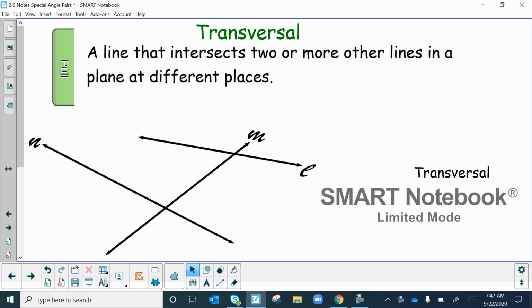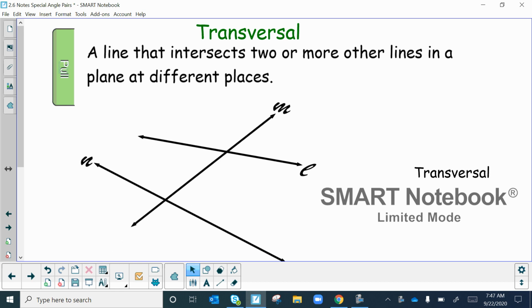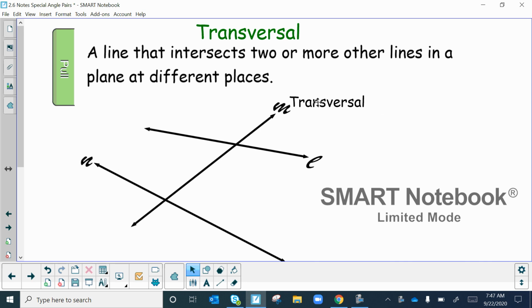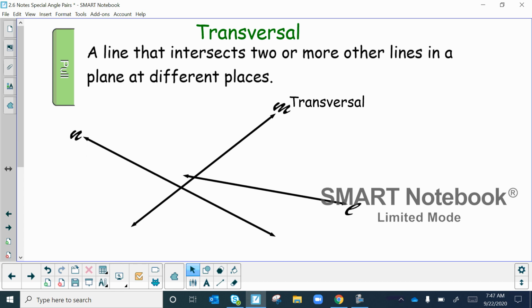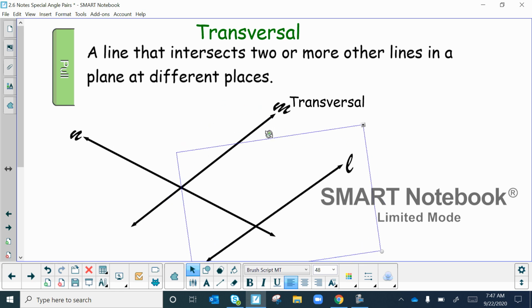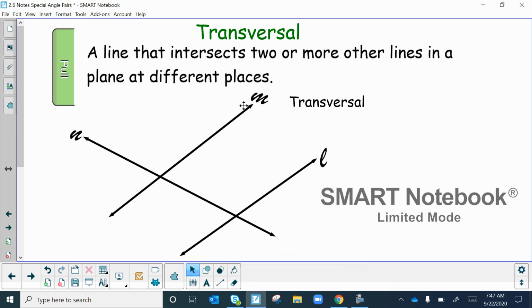So right now, if we look at this example that I have, then line M would be your transversal because it crosses line L and then line N. Okay, and so then if I change it up a little bit, if I maybe have something like this, now we have line N is our transversal because it intersects line M and line L. So it can be interchangeable, okay?